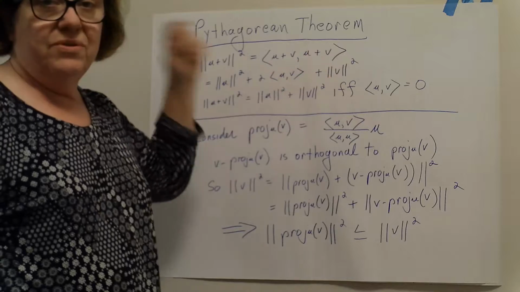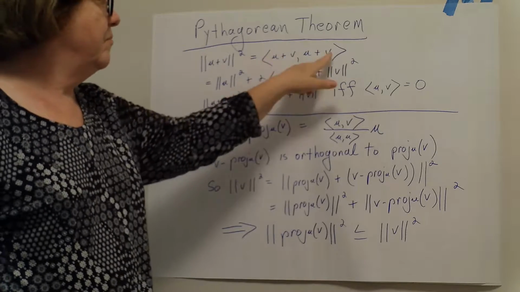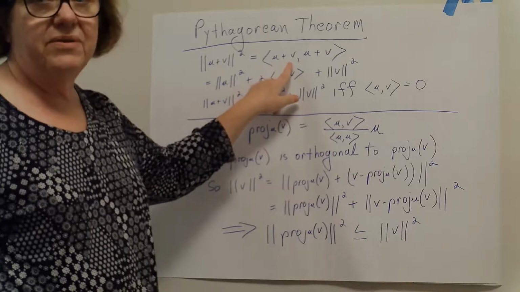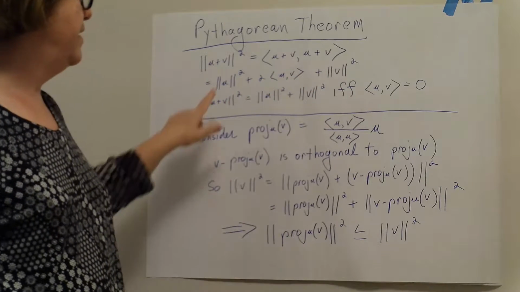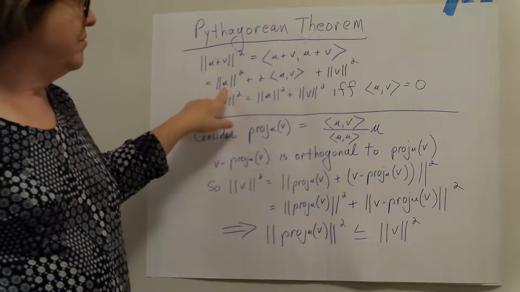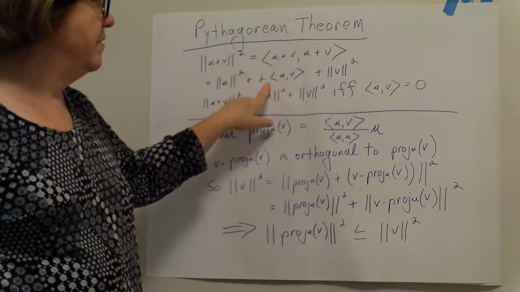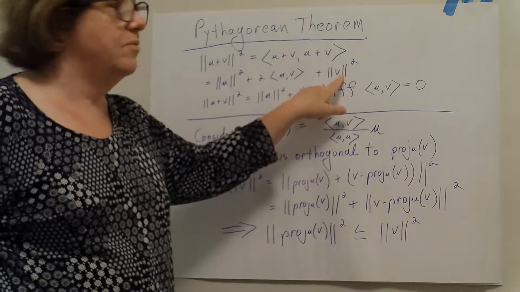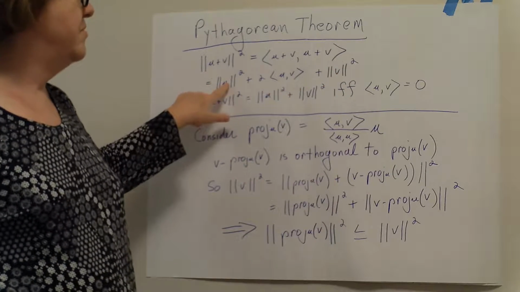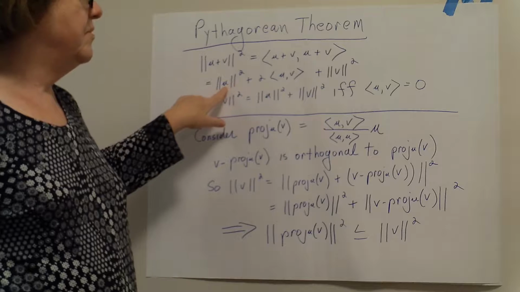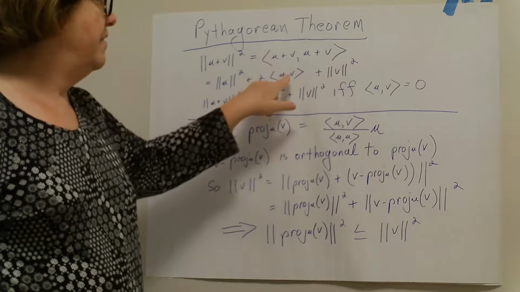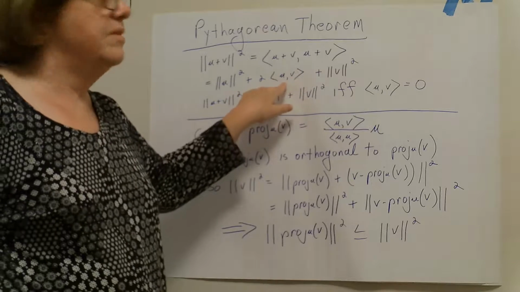When we use the properties of inner product, we can rewrite the inner product of u plus v with u plus v as the norm of u squared plus 2 times the inner product of u with v plus the norm of v squared. Because this is just the inner product of u with u, this is the inner product of v with v, and then we have 2 of the inner products of u and v.